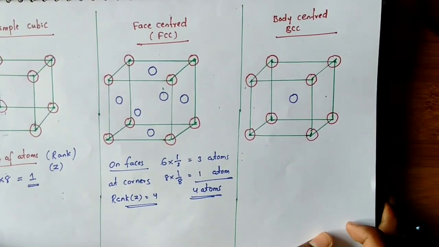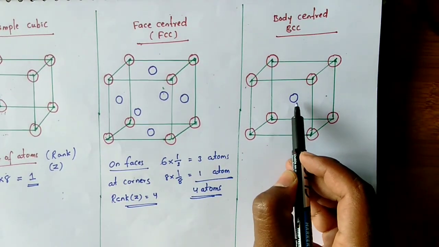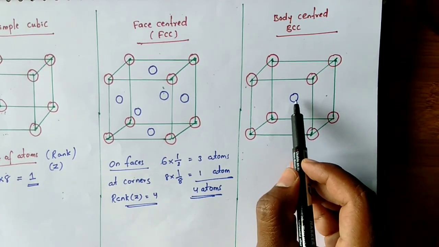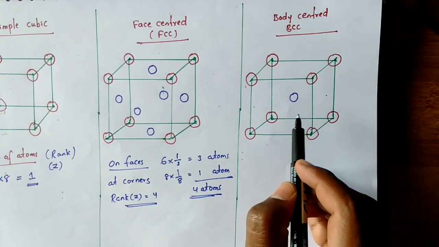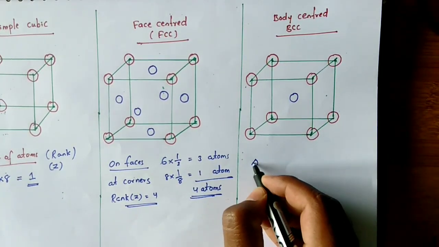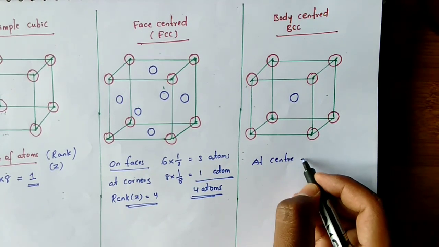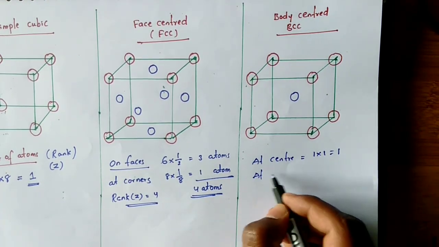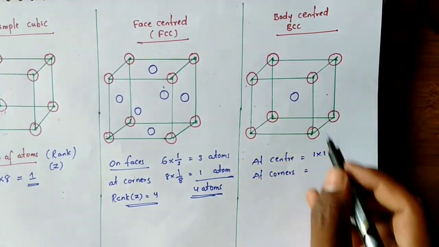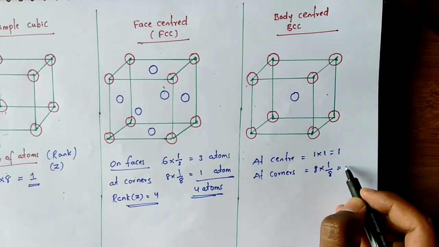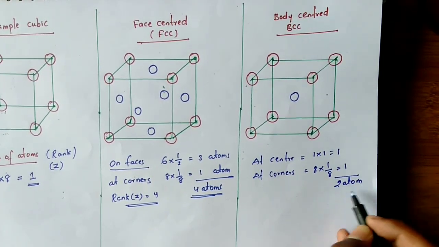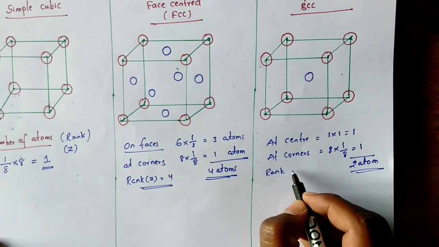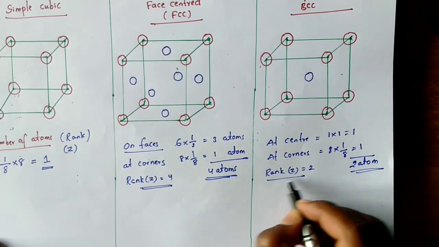Now look at the body centered cubic. I noted the atom with the blue color. It is exactly in the middle of the unit cell, which means this atom completely belongs to this unit cell. So at the center, one atom there, and its contribution is 1. And at corners, 8 are there, 8 into 1 by 8 is 1, so total 2 atoms. How many effective atoms in this unit cell? 2 atoms, so it's rank 2, that is Z equal to 2.